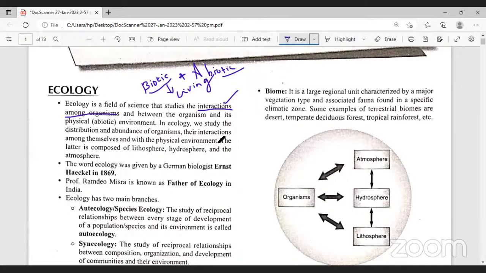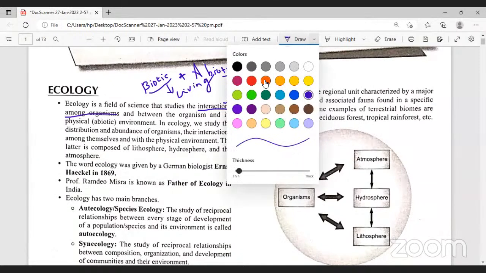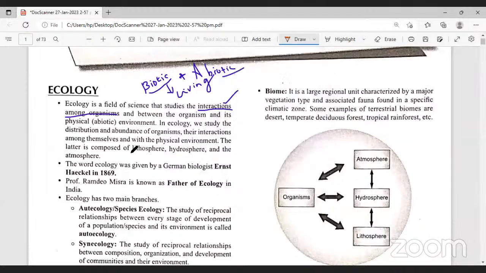The environment is composed of three factors. You should note it down. This is very, very important. The first one is called lithosphere. Litho is nothing but rock. Study of rock, lithosphere.